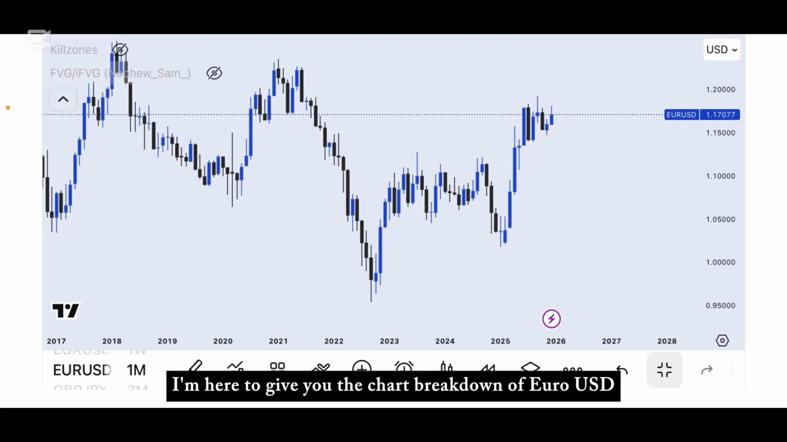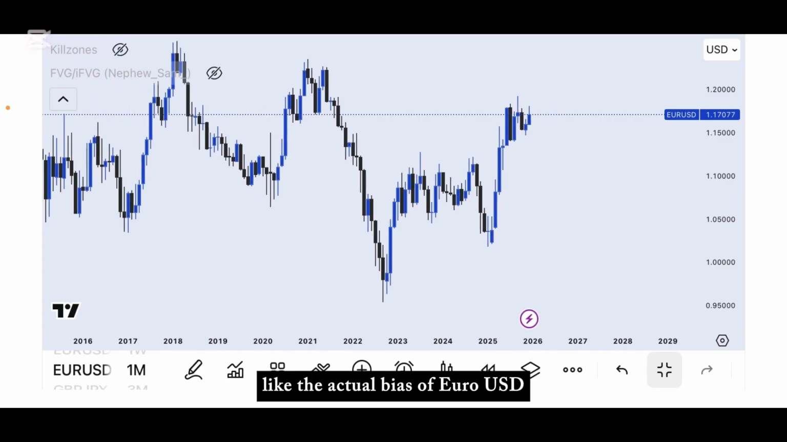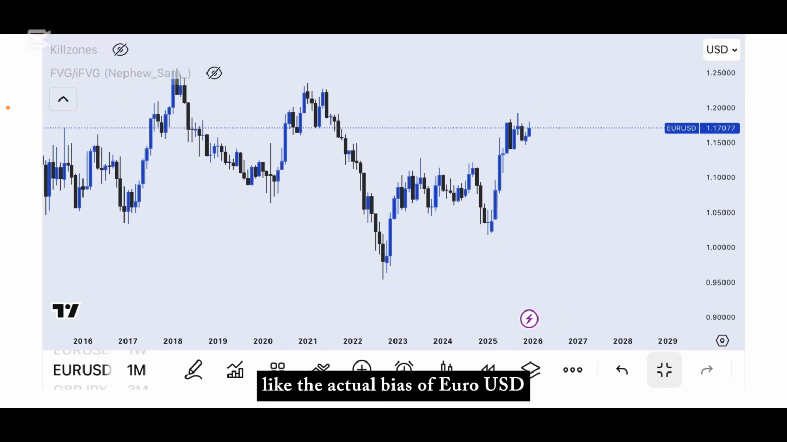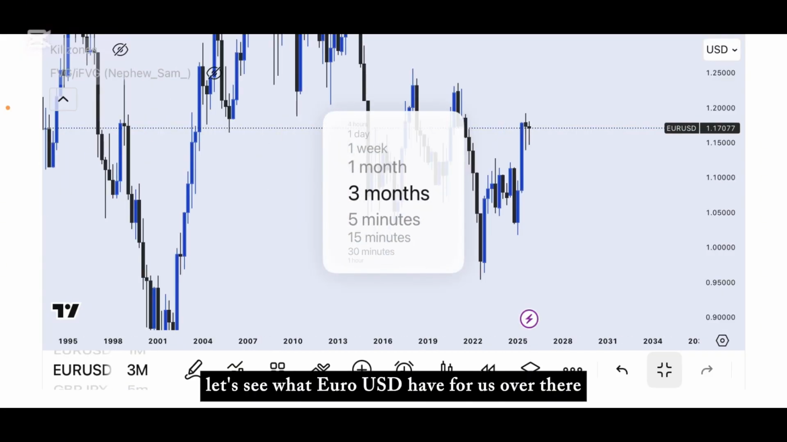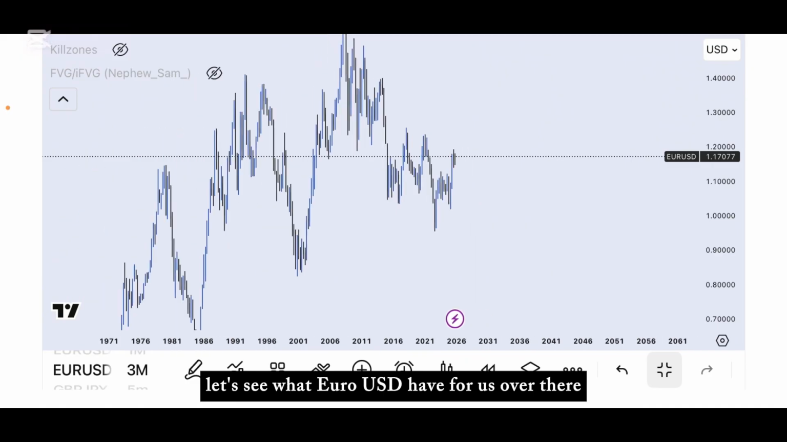I'm here to give you the chart breakdown of Euro USD, like the actual bias of Euro USD. So when framing my bias, I normally start with the higher time frame. And my higher time frame is the 3 months time frame. So let's go on 3 months. Let's see what Euro USD has for us over there.